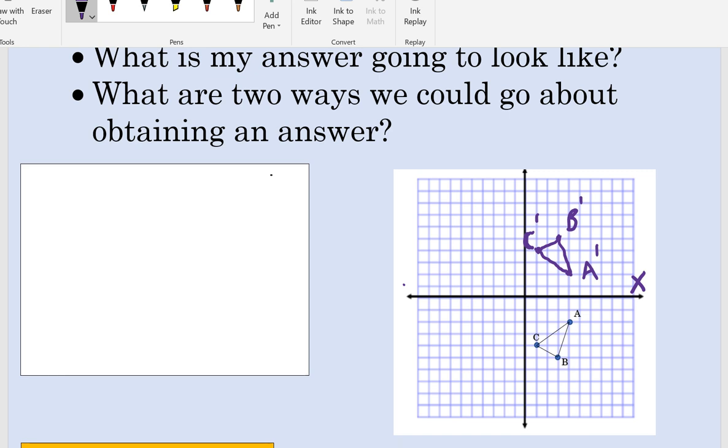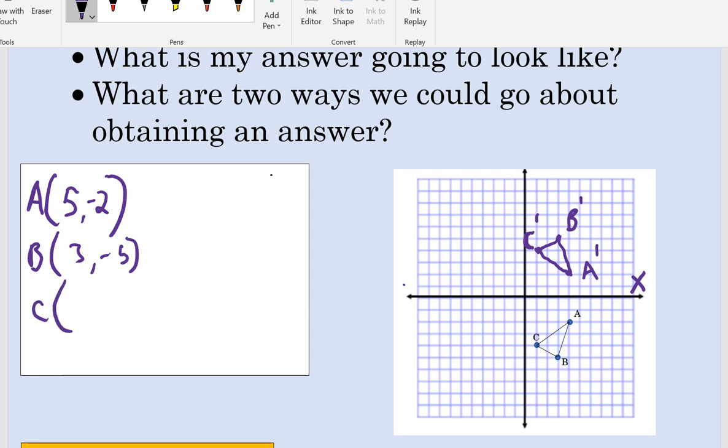So let's see if we can find a pattern here. Our A was at, what is that? 1, 2, 3, 4, 5, negative 2. Our B was at 1, 2, 3, negative 5. And our C was at 1, 2, 3, 4, negative 4.